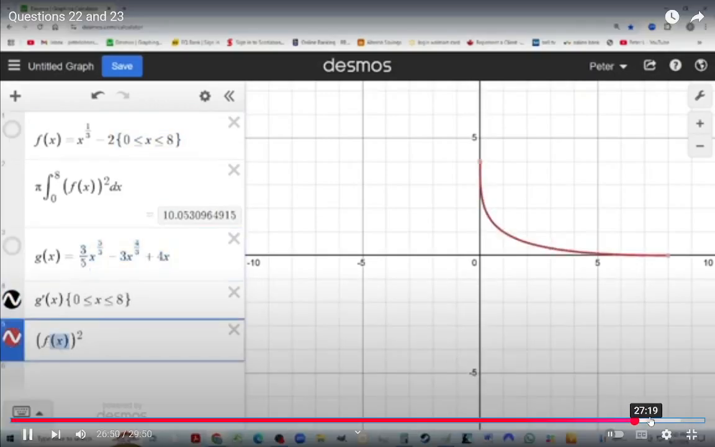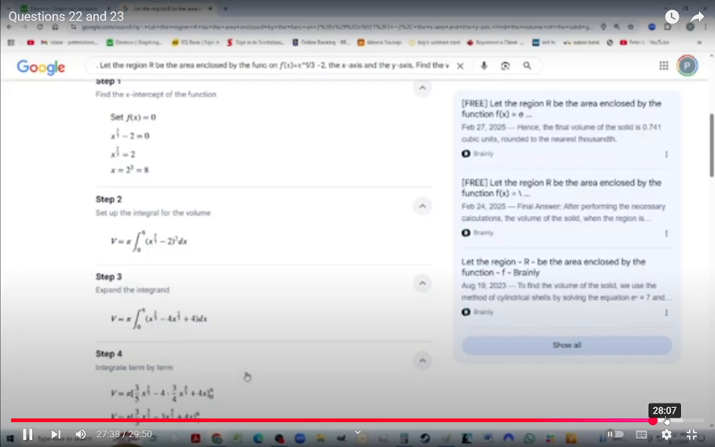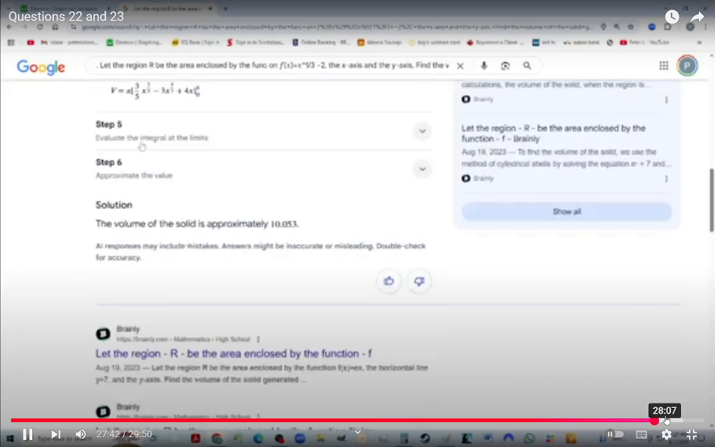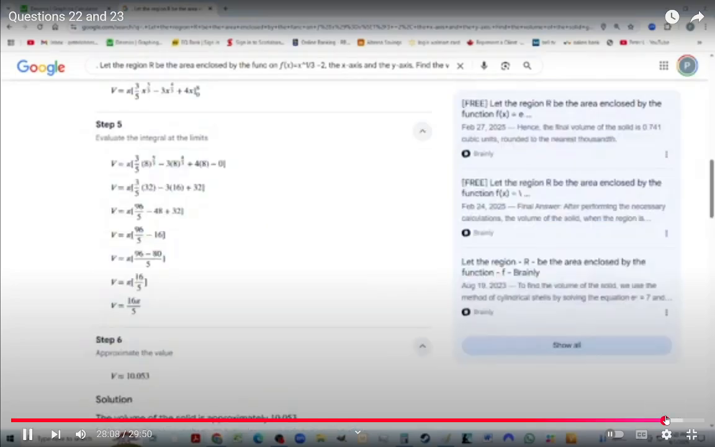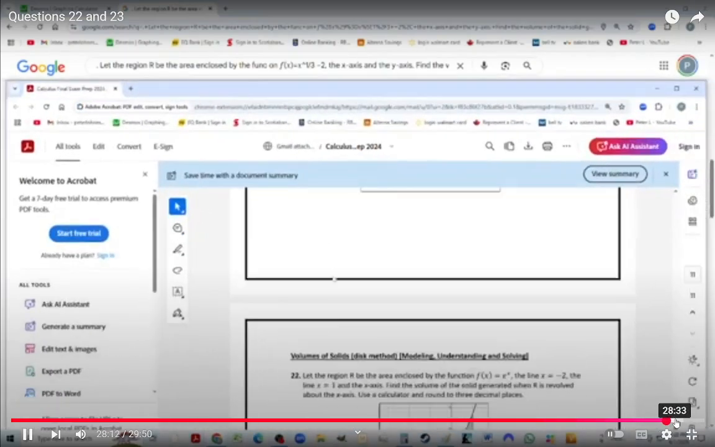Now, then I summarize the next one because I didn't have time. Oh yeah, you can also ask Google AI to do it. And Google AI will give the correct answer, so long as you make sure your functions are right.